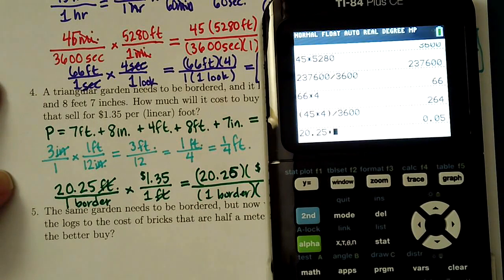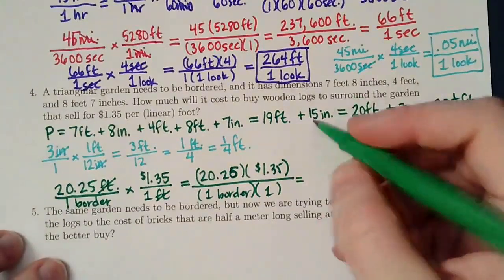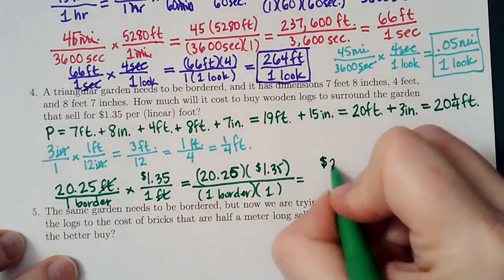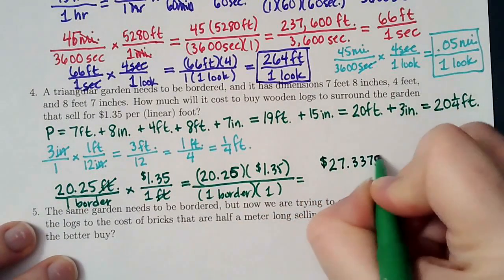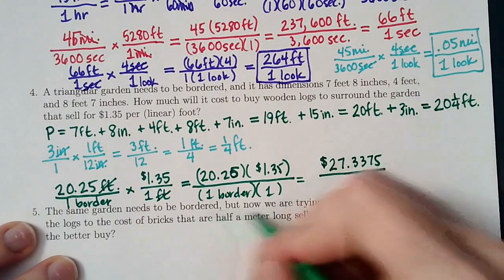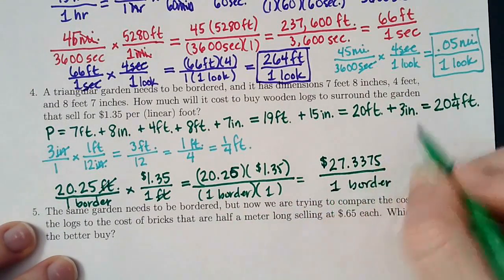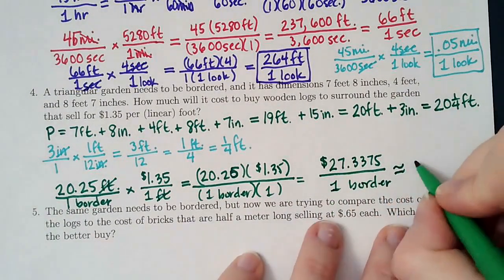Okay, so 20.25 times $1.35. Oh, we're gonna have to bring enough money, but that's what it came out to. Let me write that down. So in this numerator, we have $27.3375 for 1 border. But we need to bring enough money just in case.